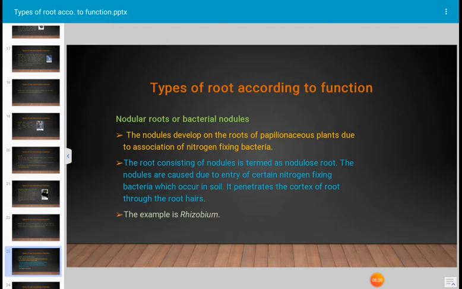Nodular roots or bacterial nodules. The nodules develop on the roots of papilionaceous plants due to association of nitrogen-fixing bacteria. The root consisting of nodules is termed as nodular root. The nodules are developed due to entry of certain nitrogen-fixing bacteria which occur in soil. It penetrates the cortex of the root through the root hair. Example, Rhizobium occurs in the root nodule. Next.